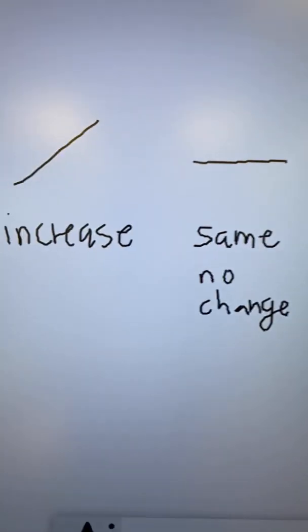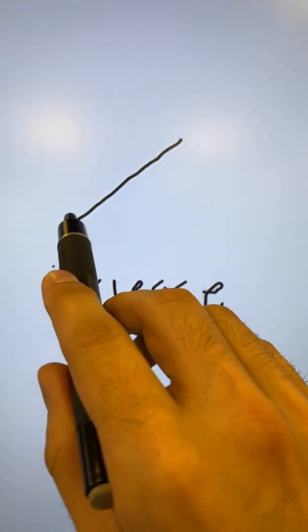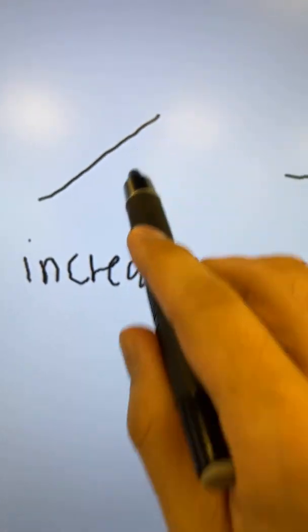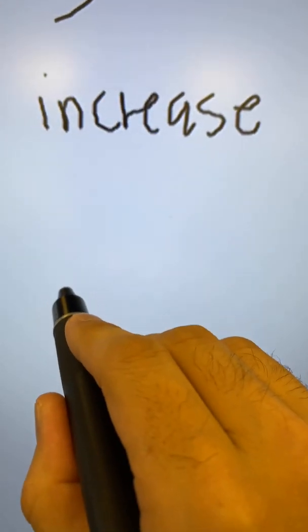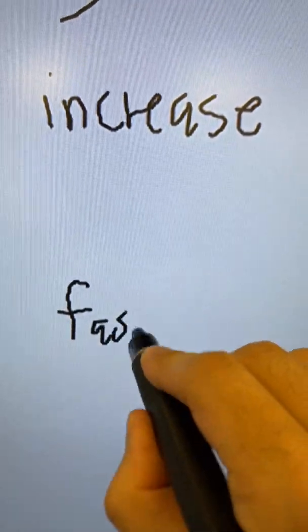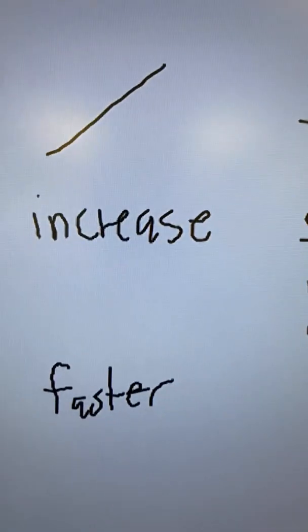So you can see here that when we look at a graph from left to right, if we see a slope increasing like that, that means that it's increasing. So in the context of this situation, if we're talking about speed, if the speed is increasing, to me, that lets me know it's getting faster.